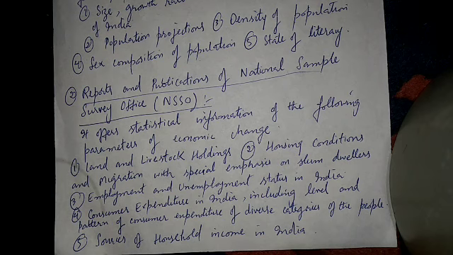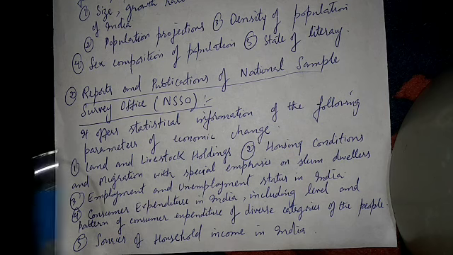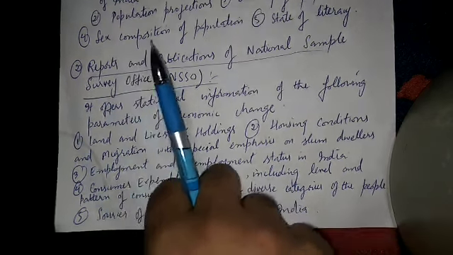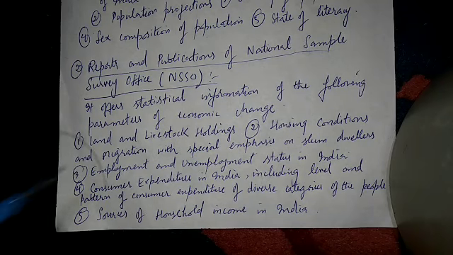So, broadly, we can say the reports and publications of NSSO offer statistical information on the following parameters of economic change. See, land and livestock holdings, housing conditions, and migration with special emphasis on slum dwellers, employment and unemployment states of India, consumer expenditure in India, including level and pattern of consumer expenditure of diverse categories of people, sources of household income in India.